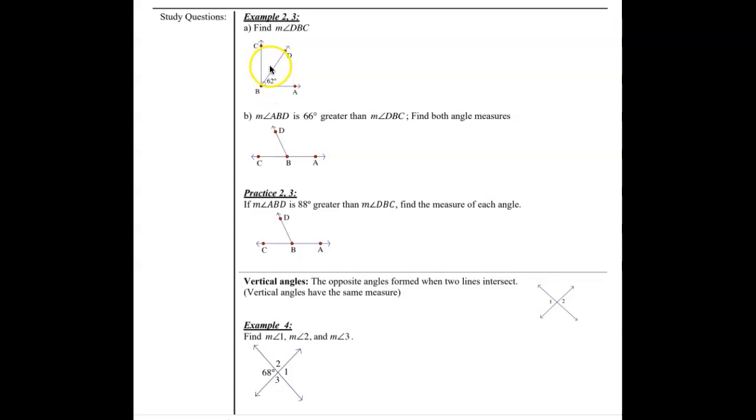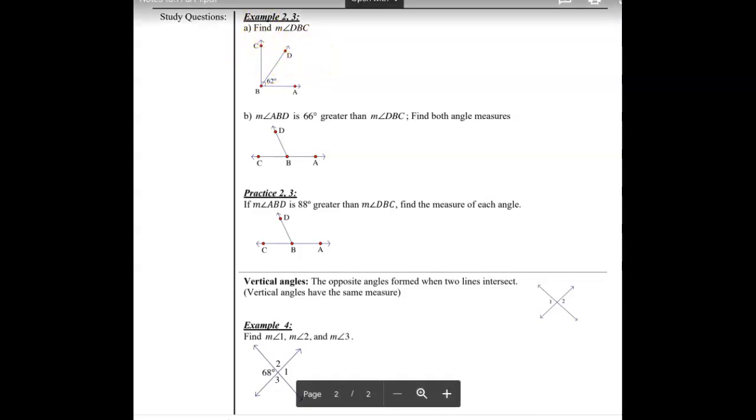But I do know this. I know that 62 plus this amount has to be 90 because I see these two angles, ABD and DBC, form a 90 degree angle, and I know it's 90 because it has this little box in the corner. So I'm going to write some stuff out here. I'm just going to call this X because I don't know what it is. Angle CBD or DBC if you prefer.